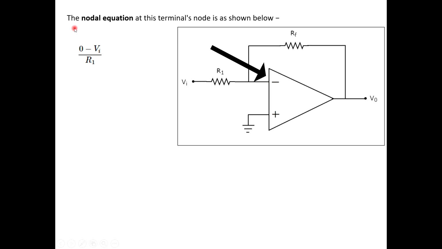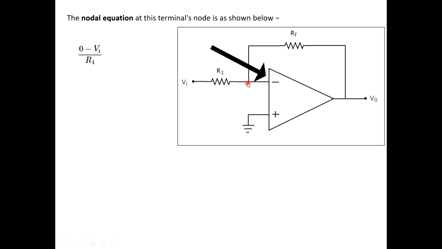So if the potential over here is 0, so 0 volt over here at this end of the resistor and Vi at this end of the resistor. So 0 minus Vi divided by R1 will be equal to the current in the first branch. Now tell me what will be the current over here.